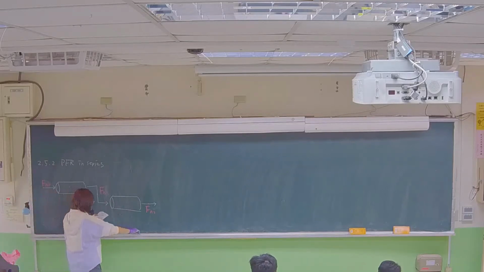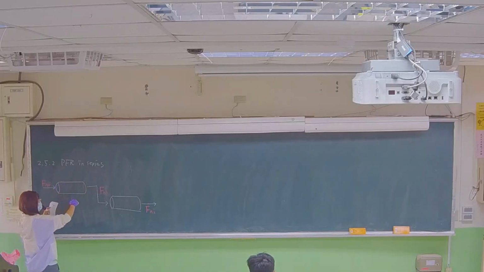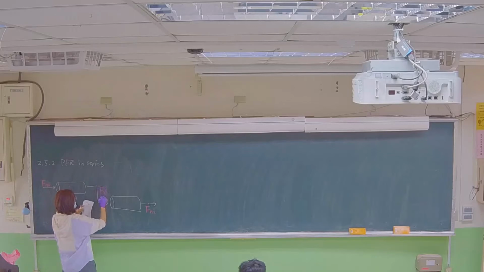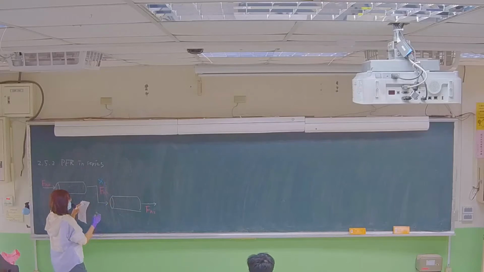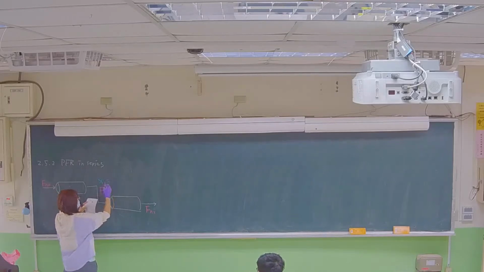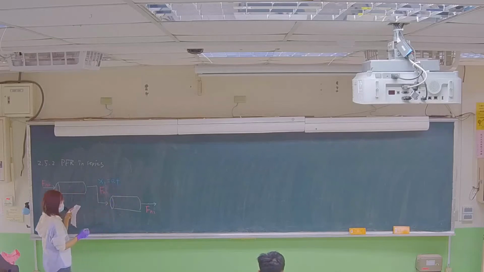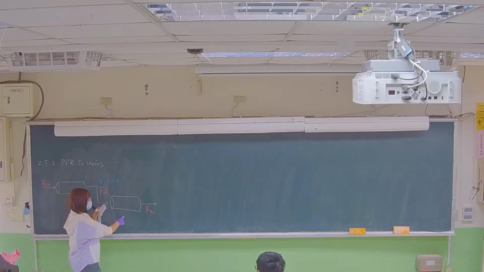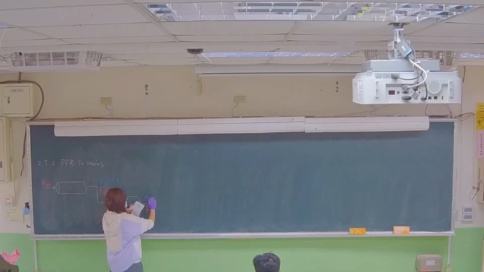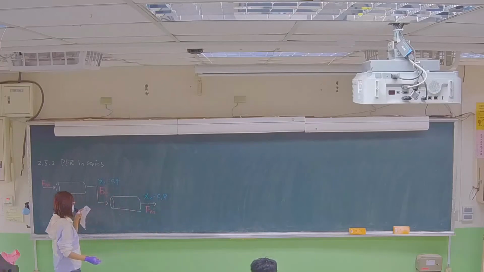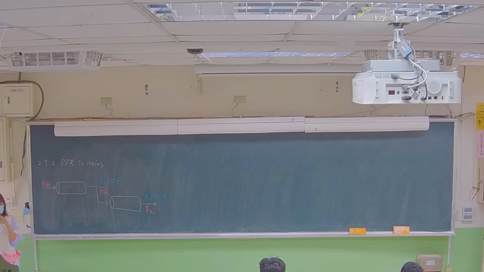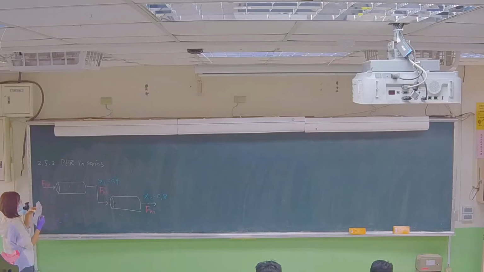Also, after passing the first reactor, the conversion at point 1 is X1. For this case, X1 is equal to 0.4. After passing the second reactor, conversion is X2. For this case, X2 is equal to 0.8. Okay, so this one is the simplest combination of only two PFRs connected in series.